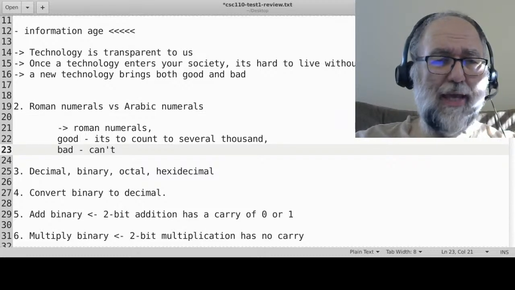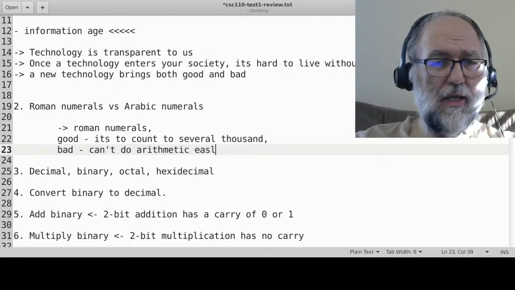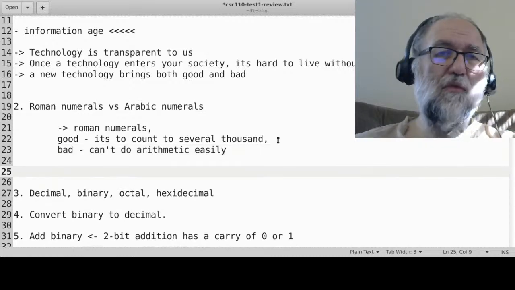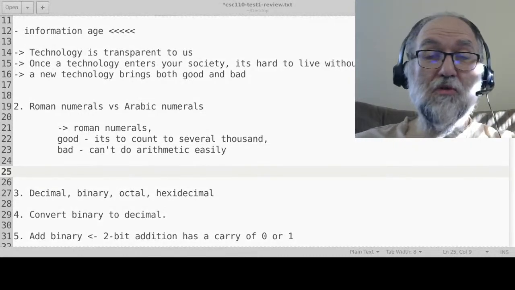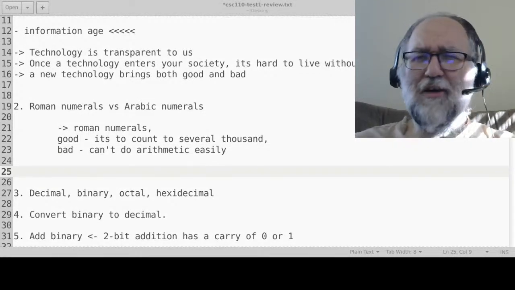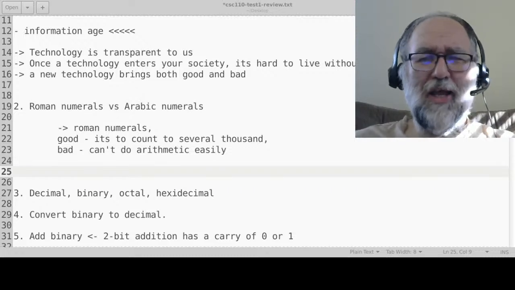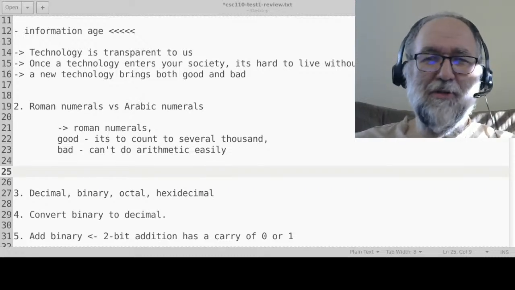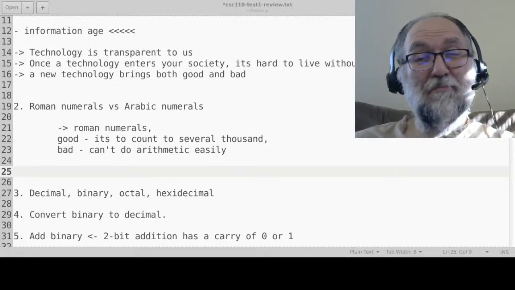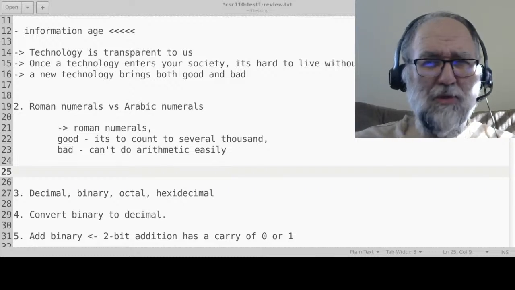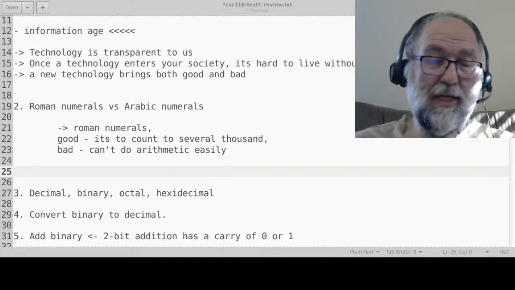I'm sure they had ways of doing it, but you can't do arithmetic easily. If all we knew were Roman numerals today and we had all the other technology, I don't know if we could actually, but if we only had Roman numerals, we wouldn't be able to build computers based on Roman numerals. We could barely get our heads around how to add Roman numerals. What would the rules be? Never mind building a machine that does that.